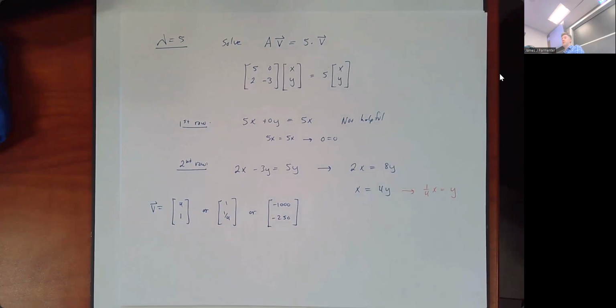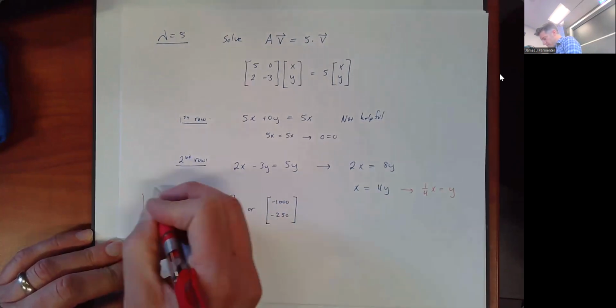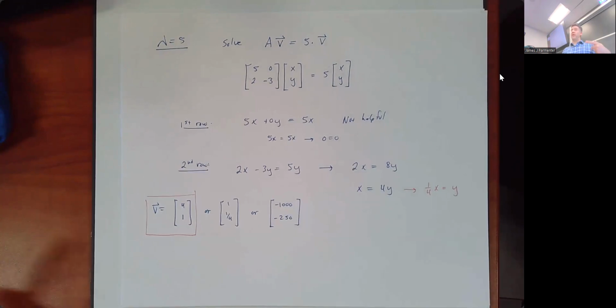All those are valid choices because any multiple of an eigenvector is also an eigenvector for the same eigenvalue. Now, I will tell you the standard choice is this first one. The standard choice being the choice where the entries are integers and they're as small as possible. So even though you could pick 8, 2, or 12, 3, or -4, -1, we're going to pick 4, 1 because that's where they're positive and as small as possible. And nice.